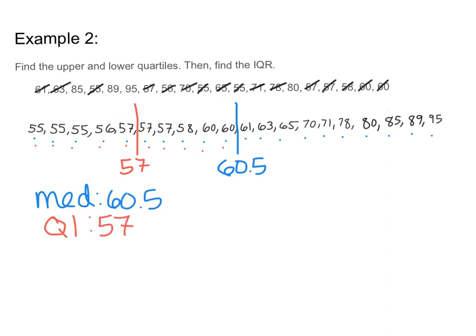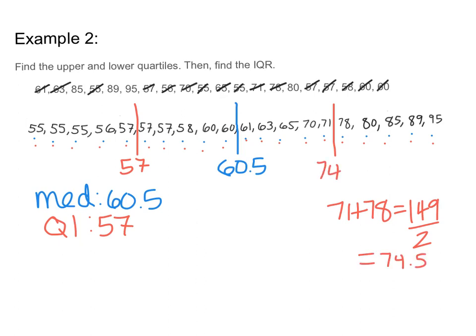And we do the same for the top. 1, 2, 3, 4, 5. 1, 2, 3, 4, 5. So now I need to do halfway between 71 and 78. We learned a trick in class yesterday where if we add the two numbers together and then divide by 2, that gives us the halfway point, which in this case is 74.5. So the third quartile is 74.5.